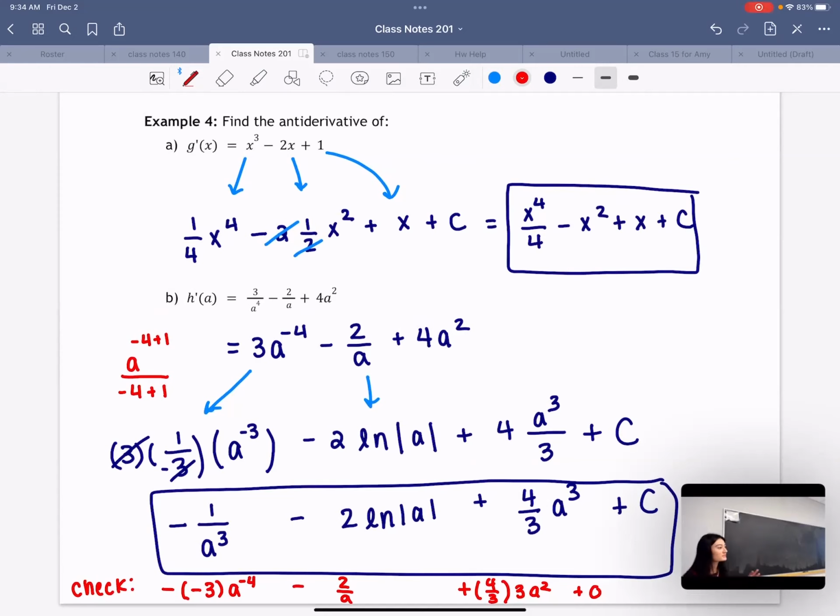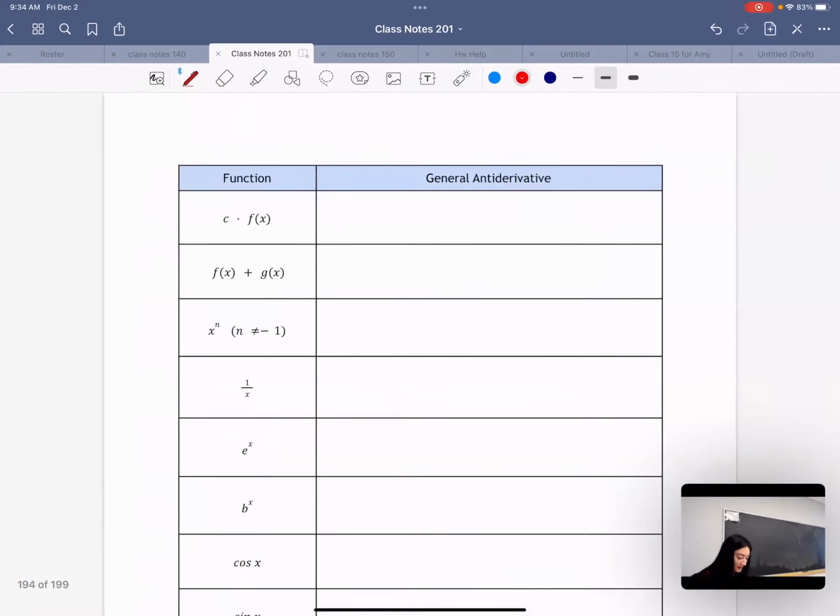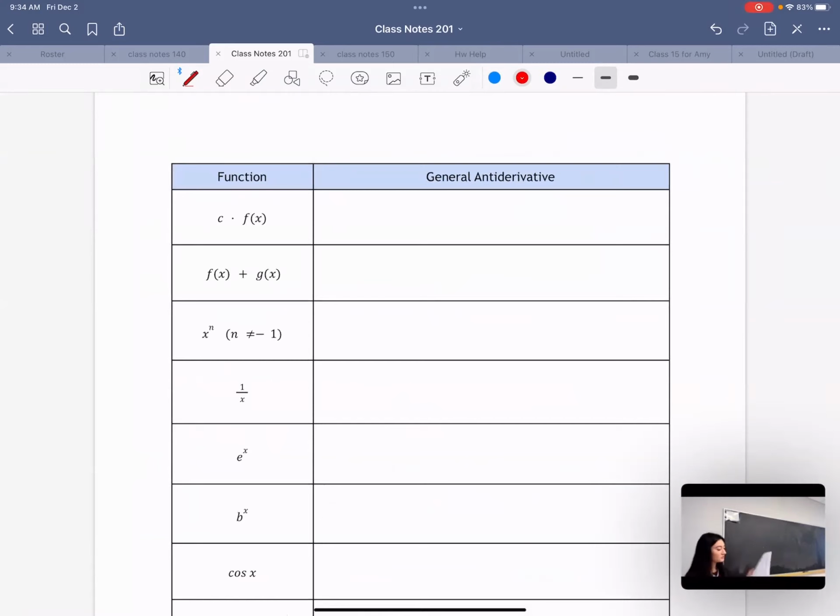And then I think it makes it a little bit easier to be able to find derivatives of everything. All right, so if we go to the next page, we're going to go through a few rules. We're going to take a function, the derivative, and find the antiderivative of each of these functions on this chart, okay?